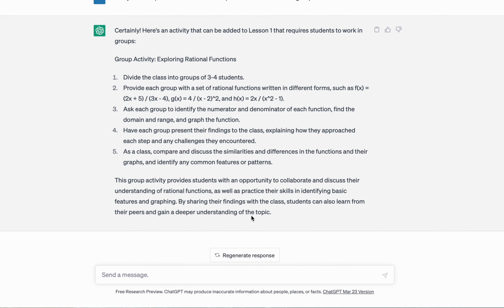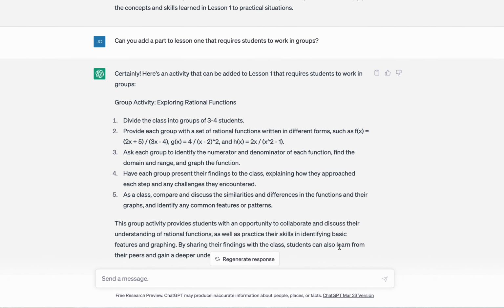So there you go. There's a little bit more of a look at ChatGPT and how we might write a math lesson or maybe even an entire math unit with it.